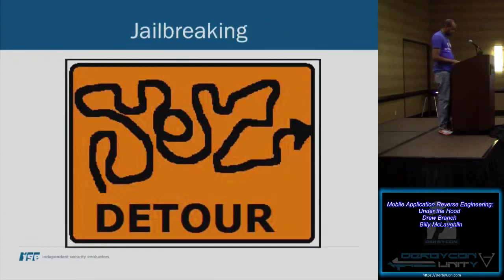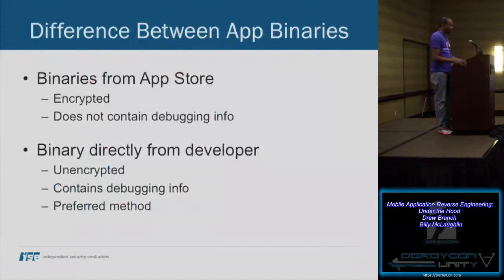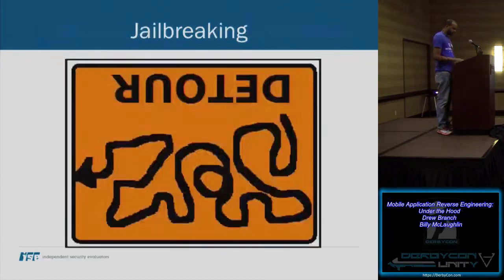So let's take another detour. Like I said, binaries from the App Store are encrypted. They do not contain any debugging info, which is helpful for reverse engineers. A binary from the developer is unencrypted. It contains debugging info and is a preferred method when completing an assessment on a mobile application. It's kind of like white box versus black box, if you want to think of it that way. All right, let's go back.